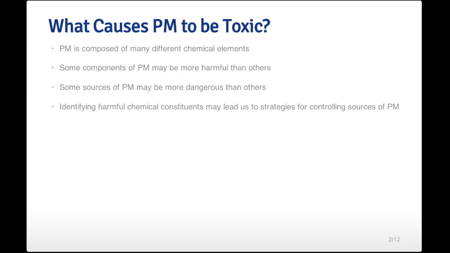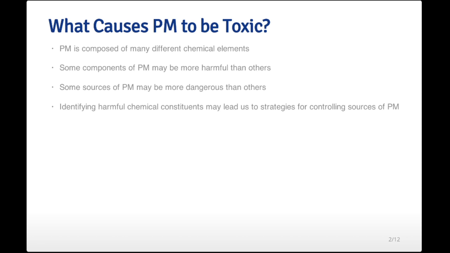So there's a lot of interest in trying to identify the harmful chemical constituents of particulate matter, because in theory that could lead us to targeting or tailoring things like regulations that can control the sources of air pollution that are the most harmful to human health. PM is composed of many different chemical constituents, and the EPA, or the Environmental Protection Agency, monitors the chemical constituents of particulate matter and has been doing so since roughly 1999 or 2000 on a national basis.